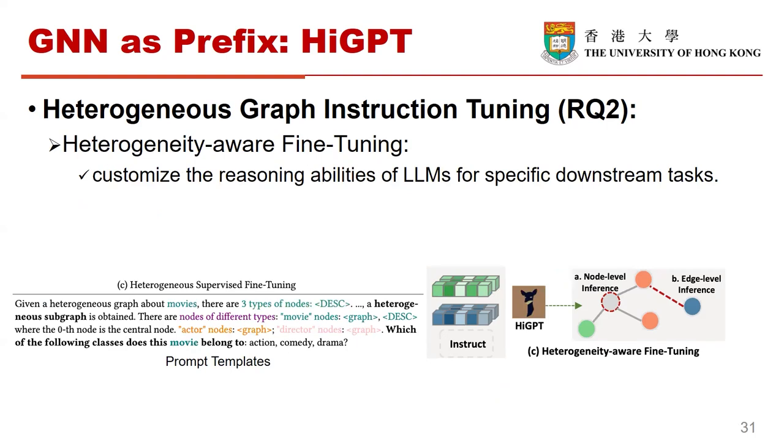And then we want to customize the reasoning ability of the LM for specific downstream tasks. We introduce heterogeneity-aware fine-tuning to instruct the LM to conduct downstream tasks, such as node classification, and the prompt template is here.